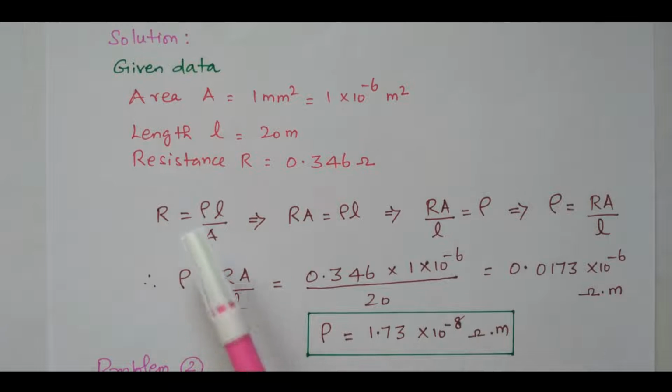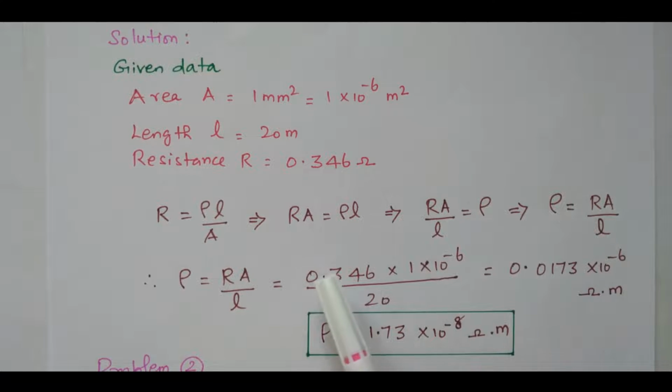So what we need to find? The resistivity. How will you find the resistivity? The formula available: R equal to rho L by A. Just now we discussed. So cross multiply this: R into A equal to rho L. Bring the L to the denominator: R A by L equal to rho. That is rho equal to R A by L. From this formula, all these values are known, so we can find rho.